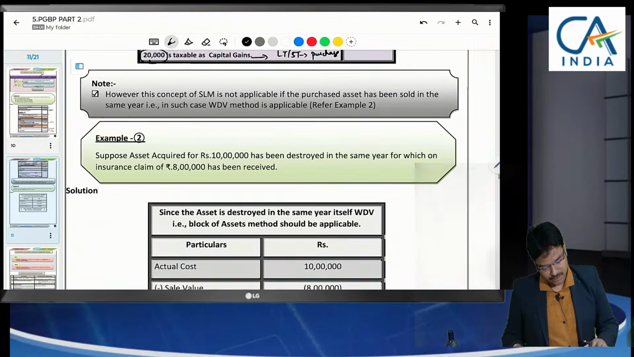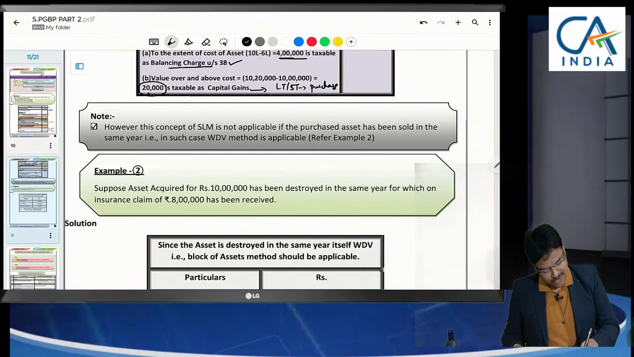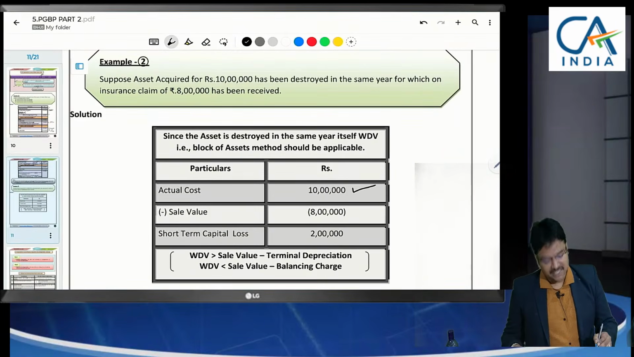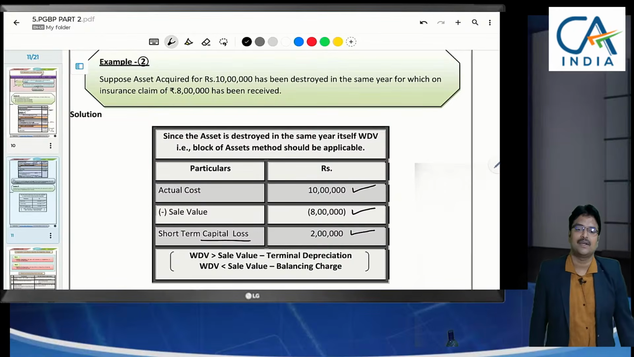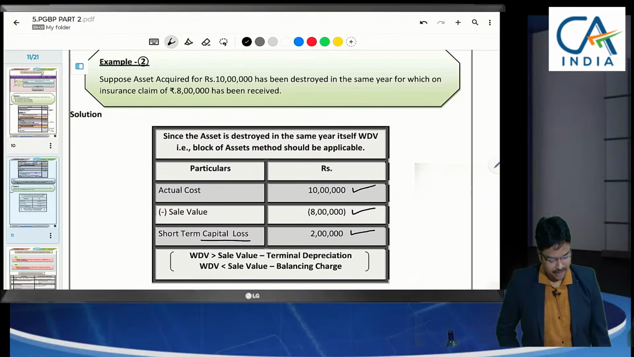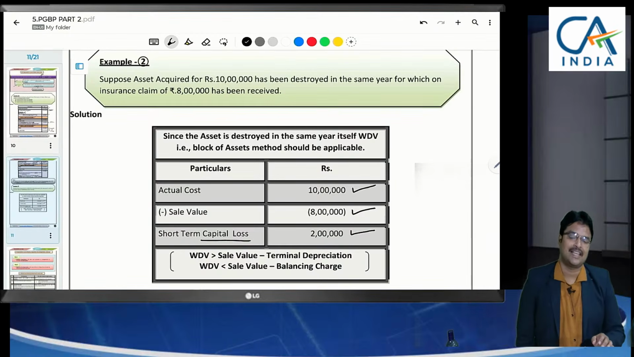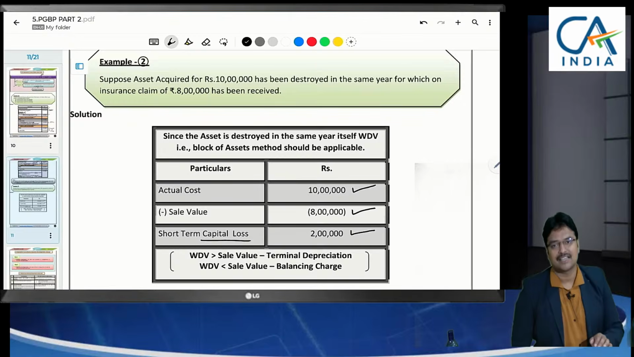Coming to the next. However, this concept of SLM is not applicable if the purchased asset is sold in the same year. See this example. An asset of 10 lakhs value was purchased that year and sold for 8 lakhs in the same year. In this case, this 2 lakhs will be treated as short term capital loss. Sir, can we say it as terminal depreciation? No, not available. In the year of purchase itself you have claimed. That's why it is not available.